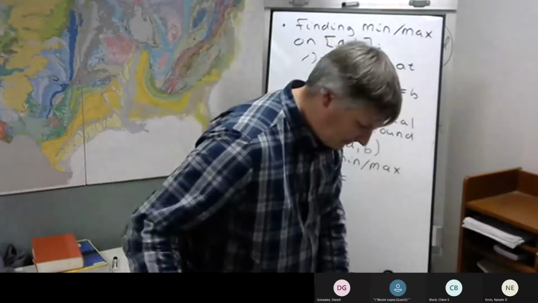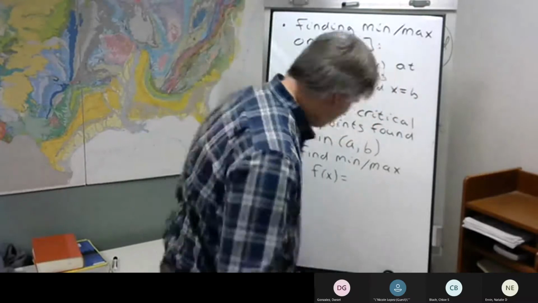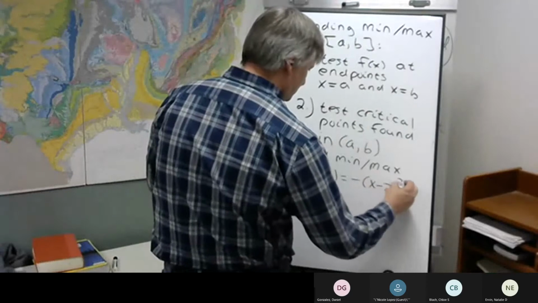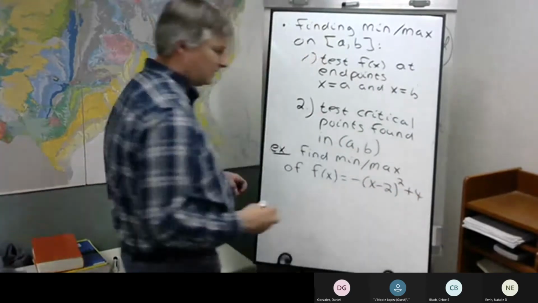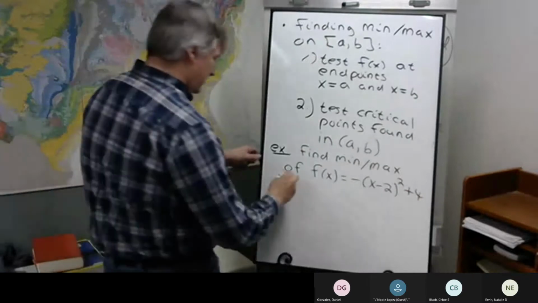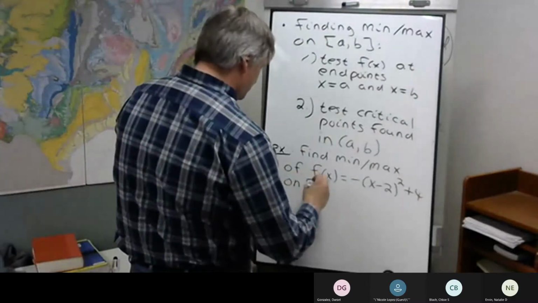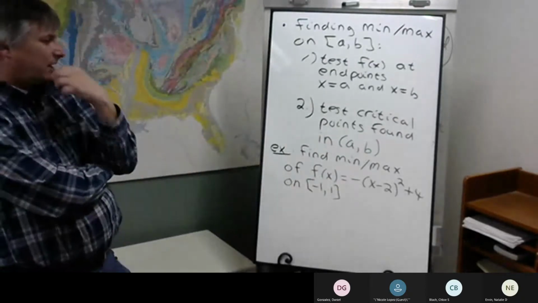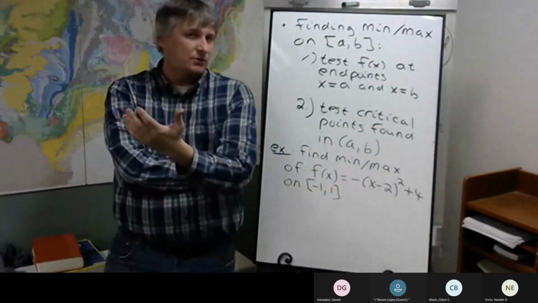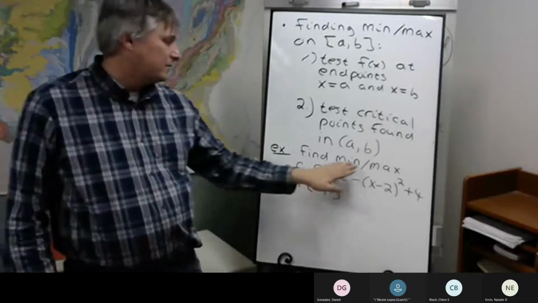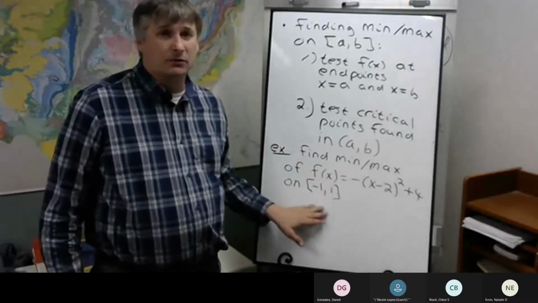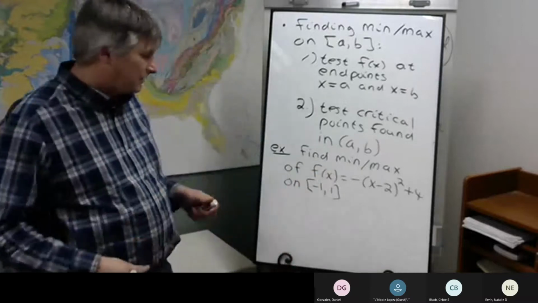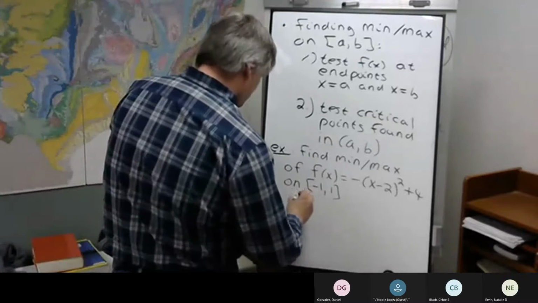Let's see here. So let's say we have this. And again, we're working on these closed intervals, -1 and 1. So what we're guaranteed, if we go back to the extreme value theorem, because we're looking for a minimum and a maximum on a closed interval, we're guaranteed to have them. We just got to find out where. So first off, endpoints.